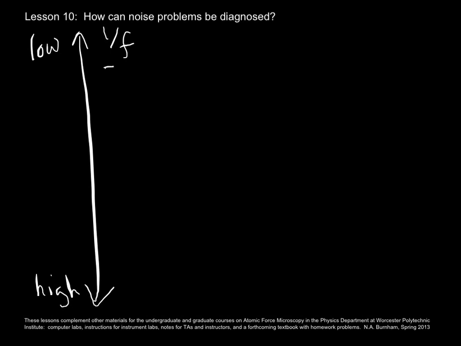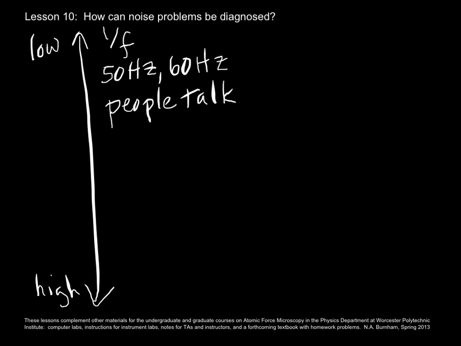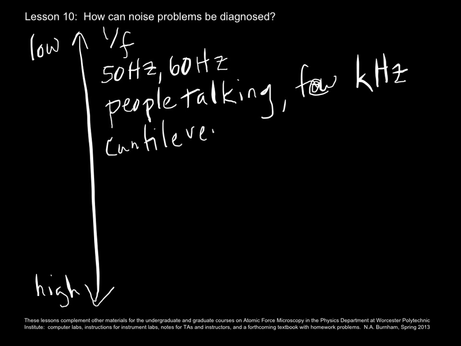Next up, the 50 hertz, 60 hertz in power lines. After that, people talking. That's in the few kilohertz range. So if you get that, you need to acoustically shield your AFM. The cantilevers themselves, they run from 5 to 500 kilohertz, typically.